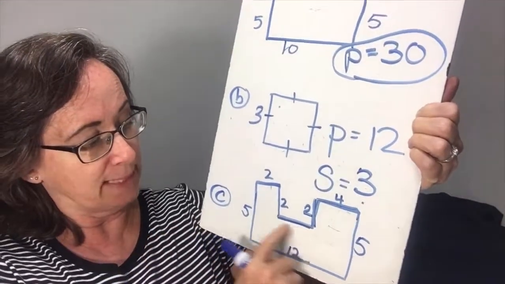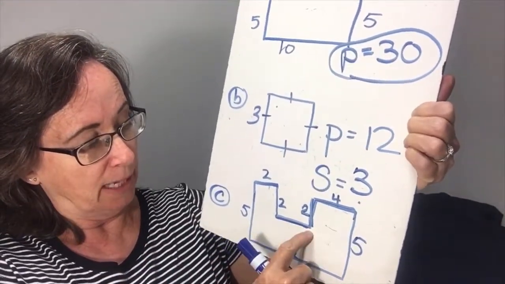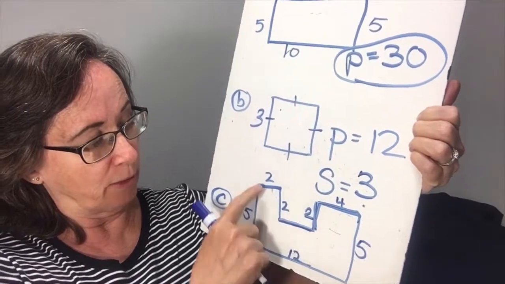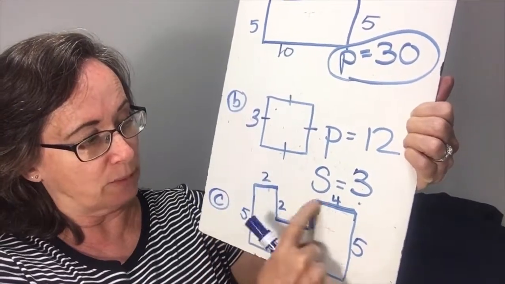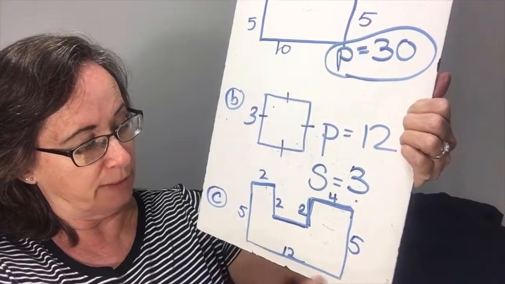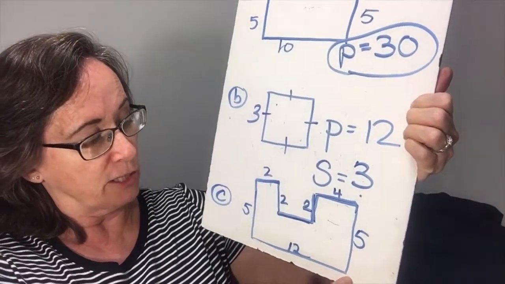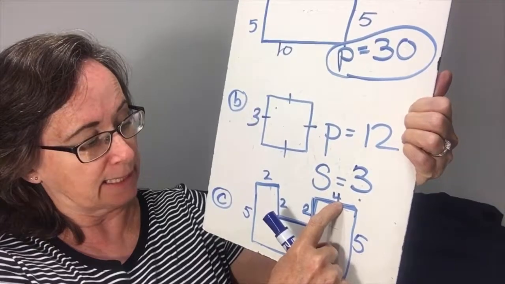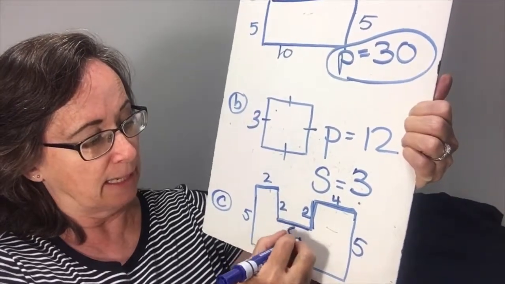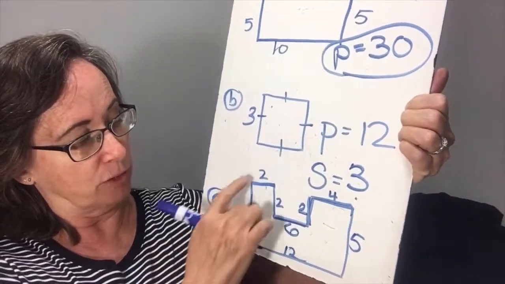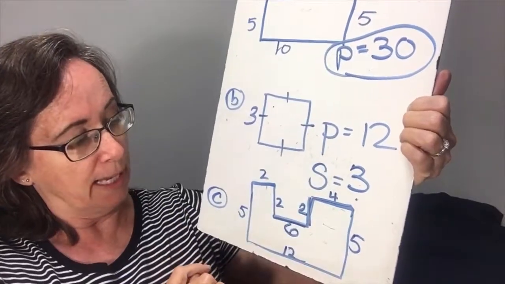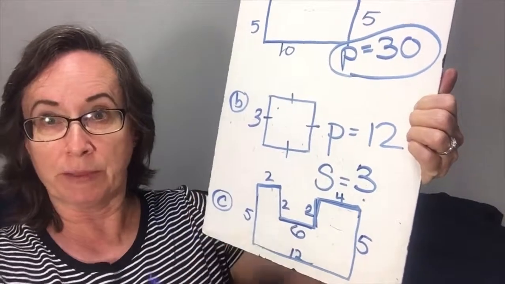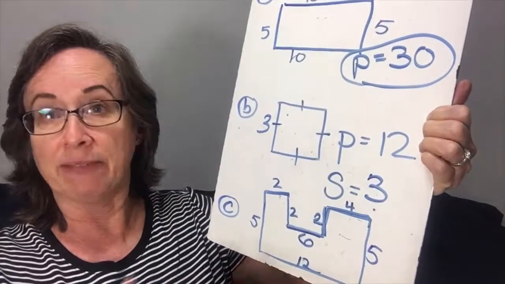And then what about this distance here in between? So we know this right here is 2, and this right here is 4, and this whole thing down here is 12. So doesn't the 2 plus the 4 equal 6? So 12 take away the 6 must be that. So 2 plus 6 plus 4 is 12. So now we've got all the parts. So now we would add them all together.